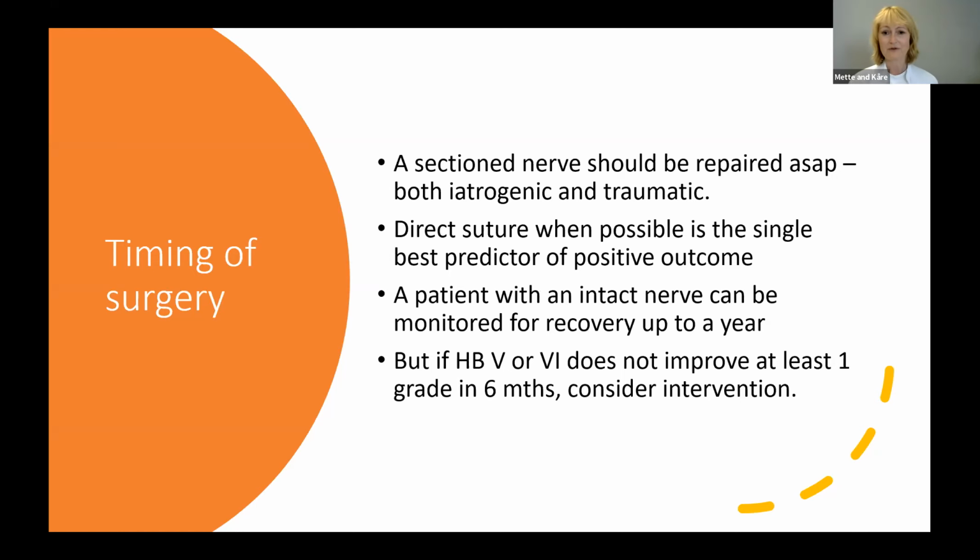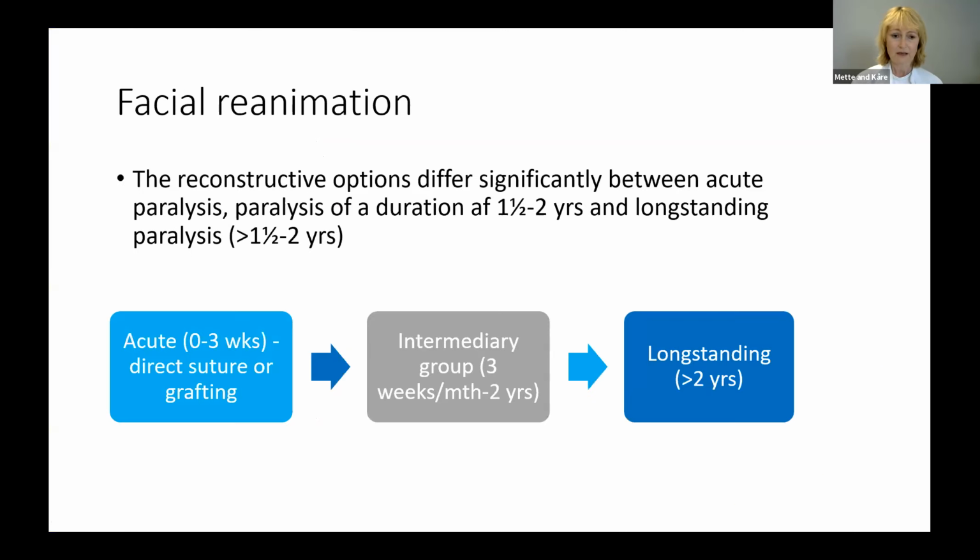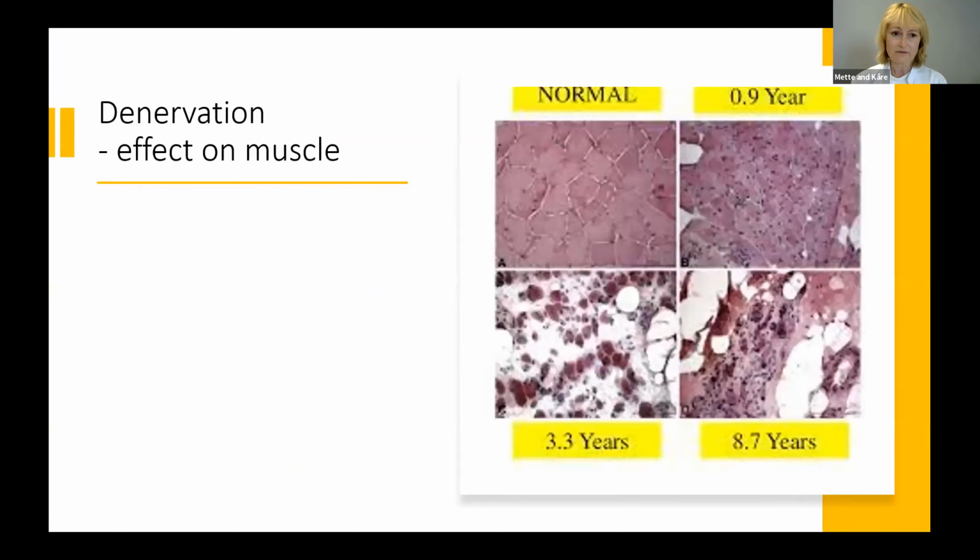I guess we have a bit more patients up north. If we have a patient with an intact nerve with a realistic chance of recovery, we can monitor the recovery potential for upwards of a year, although if you have a complete paralysis and nothing happens in 6 months, we will also intervene. We talked about direct suture for acute nerve injuries, and the intermediary group is where the nerve is obviously missing, but the muscles are still in a state where the damage can be reversed.